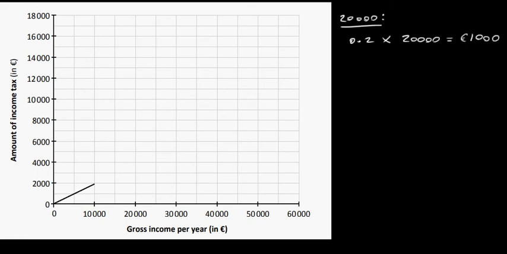Okay, so I'll actually put it in now. Let's see. So 20,000 will give us 1,000 euros. So that will be, here, let me just work that out again. 0.2 times, sorry, it's actually 4,000. This is actually 4,000 euros. That would make more sense. 4,000 euros here.